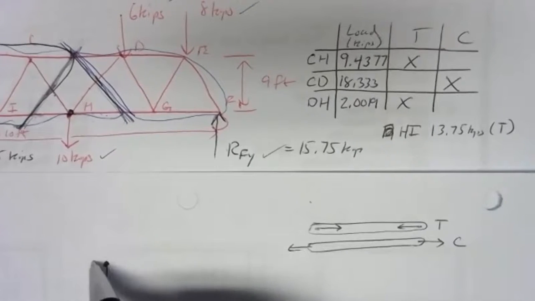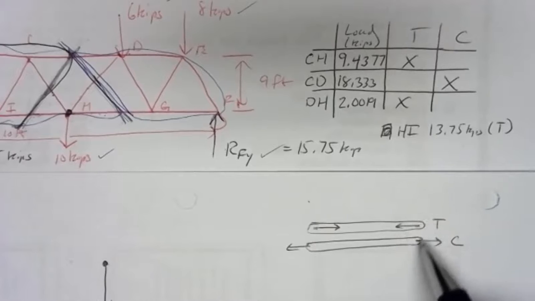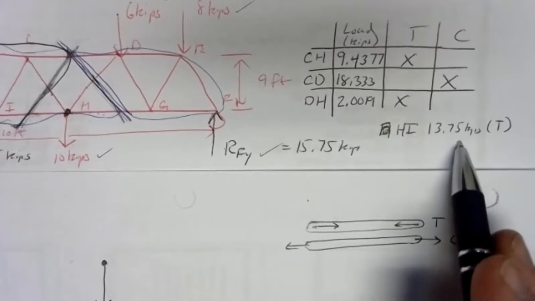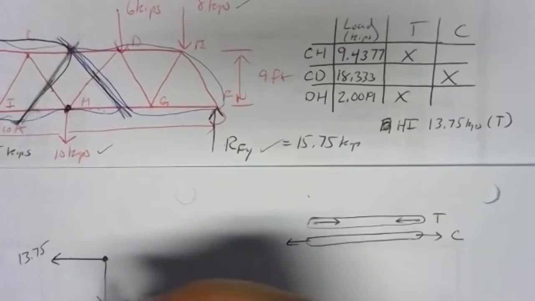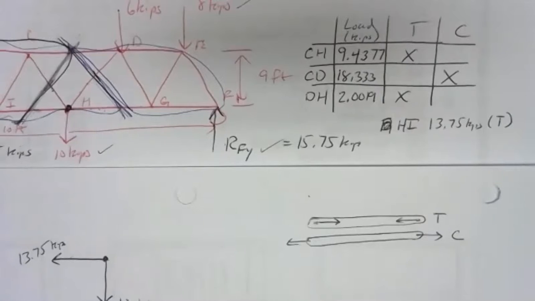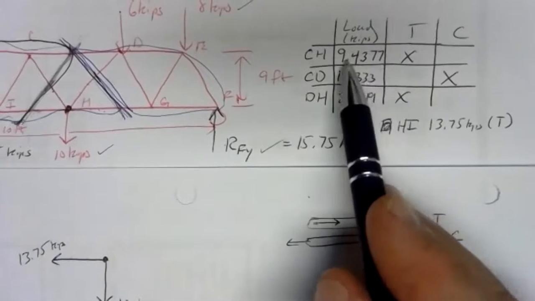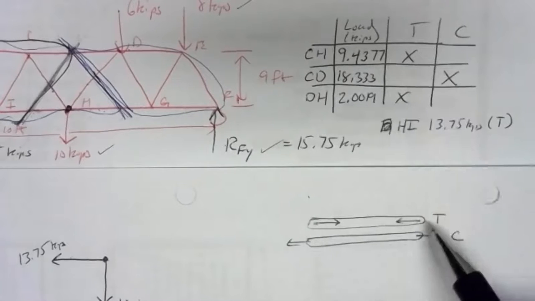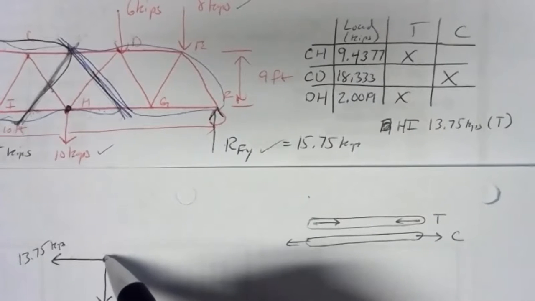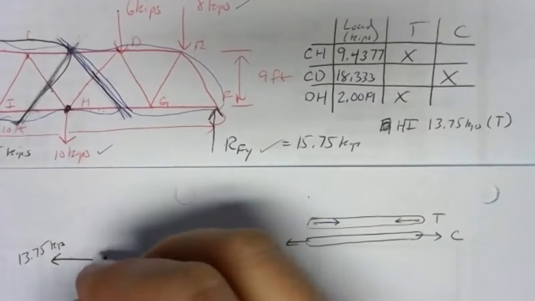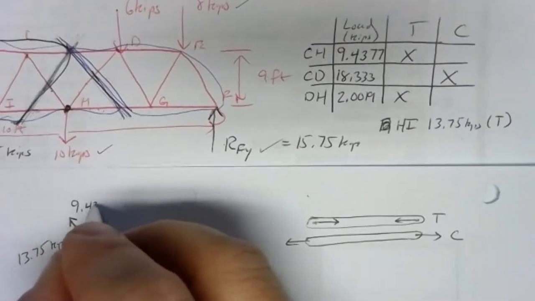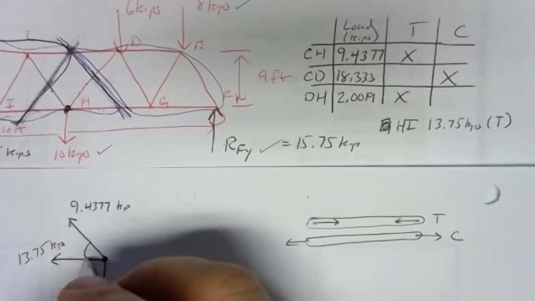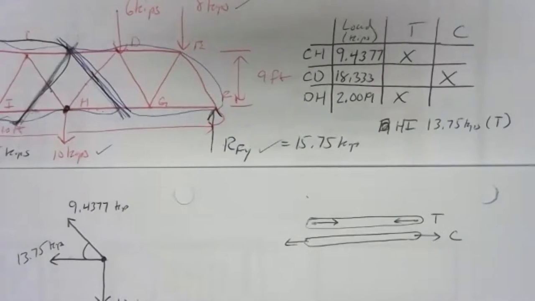So we've got member HI over here to the left of joint H. So we're on this end of the beam. We've got tension. So joint H is going to feel pulled to the left with 13.75 kips. So we've got 13.75 kips to the left there. Member CH, we also know, was 9.4377 in tension. Member CH is up to this side, upper left, so it's going to be pulling joint H to the upper left. So it'll look something like that, carrying 9.4377 kips. And we know that angle is 60.945 degrees.